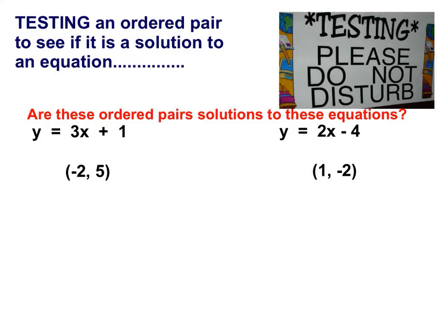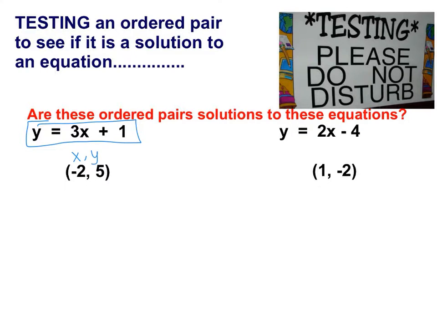Now, let's consider an equation and let's test an ordered pair to see if it is a solution. Remember, in an ordered pair we have an x coordinate and a y coordinate. We have an input and an output. We have a domain and a range. We have an x and a y. So let's see if negative 2, 5 is one of the infinite number of solutions that would go with this equation y equals 3x plus 1.